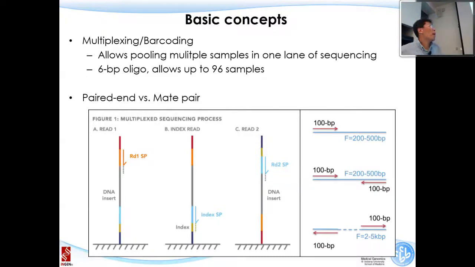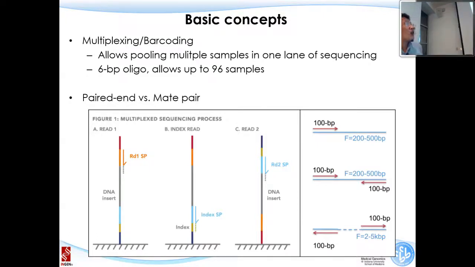We discussed the multiplexing concept and the barcode. So basically, this is a 6-base oligo that allows you to put many different samples into one lane of a run. If you use 6-base oligos, that allows you to pool 96 samples.